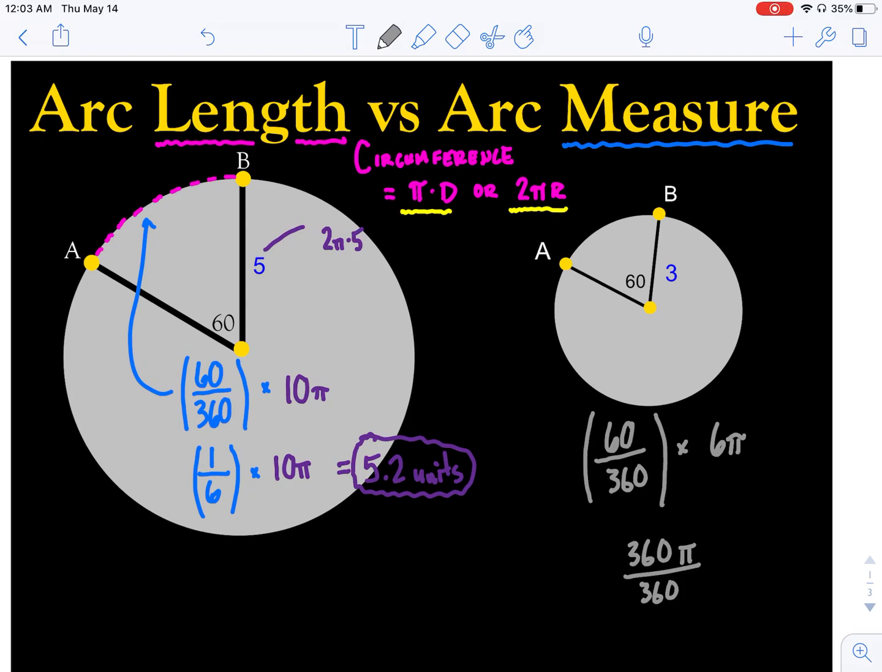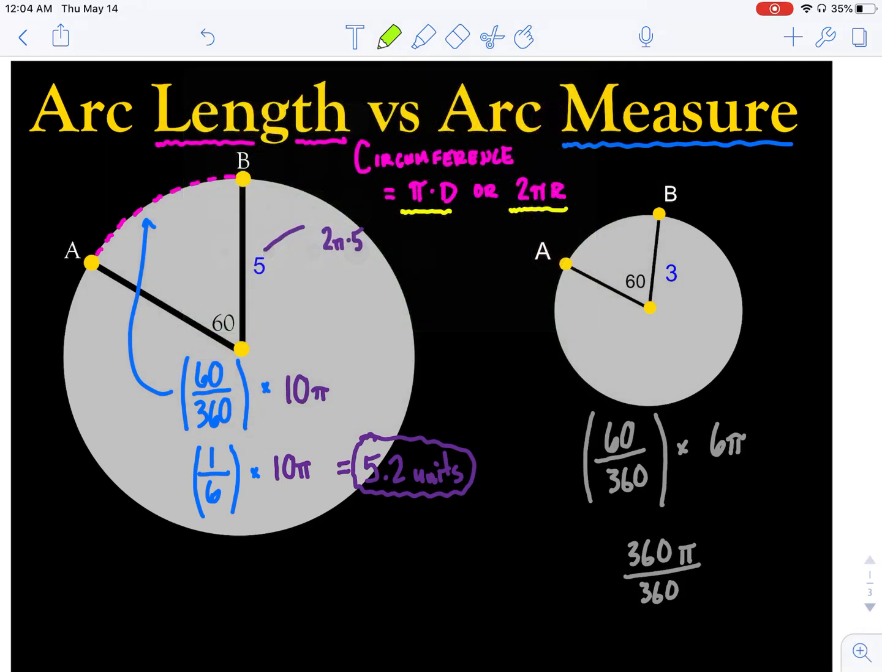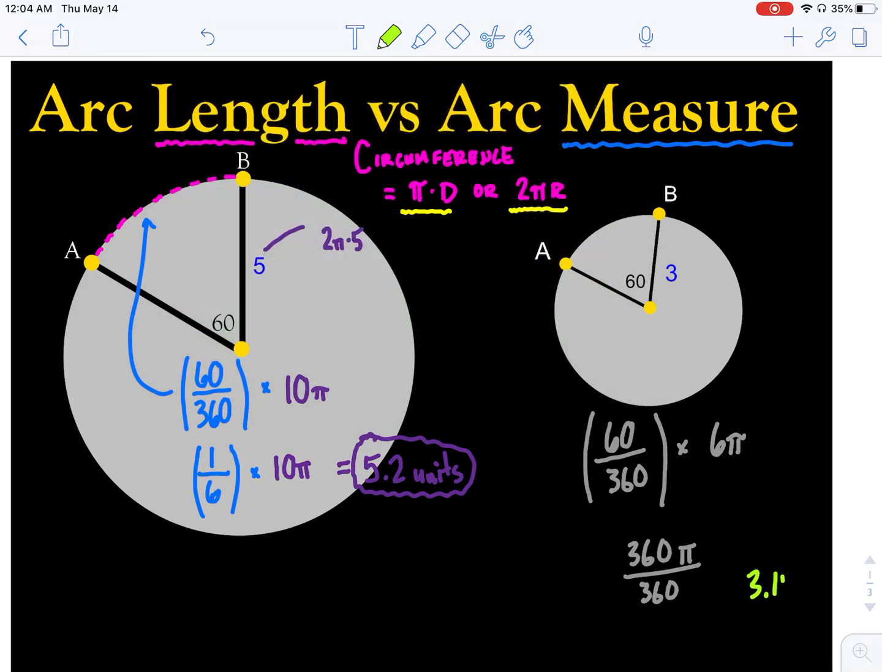And so if you calculate this one out, you get like 3.14, which happens to be pi. But anyway, 3.14 units. That's how long it is. So it's 3.14 from point A, if I walk right along that arc, all the way over to B.